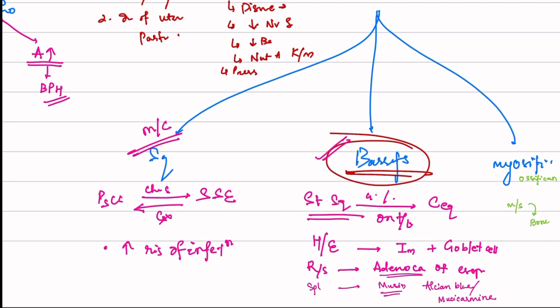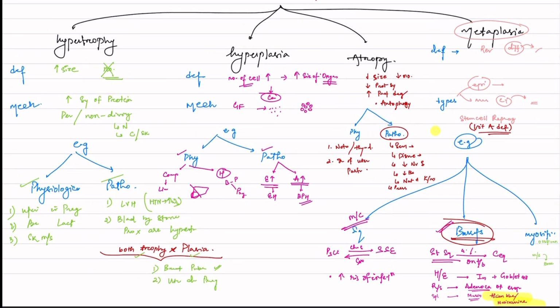Okay. Now, what is the risk? Barrett's esophagus is a risk factor for adenocarcinoma of the esophagus, and the special staining is Alcian blue or mucicarmine. Now, this stains the mucin inside the goblet cells. Now the third one is myositis ossificans, a type of connective tissue metaplasia in which muscle gets converted into bone. So this was all about cellular adaptations.